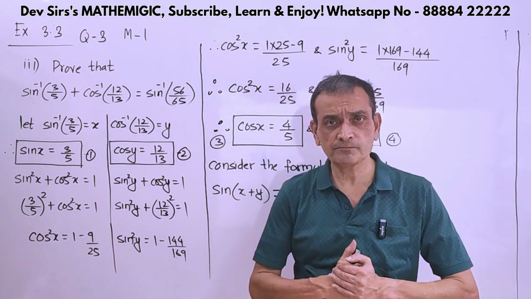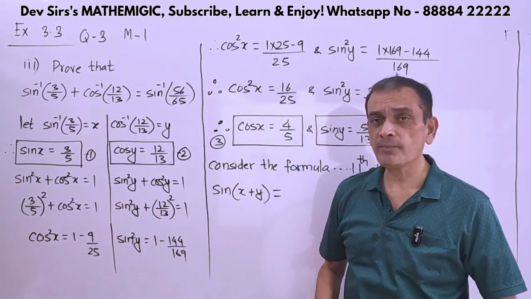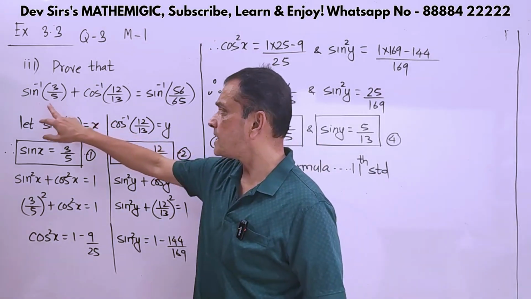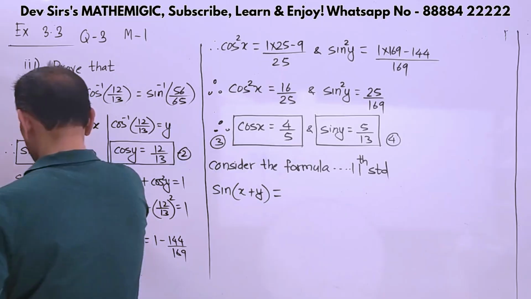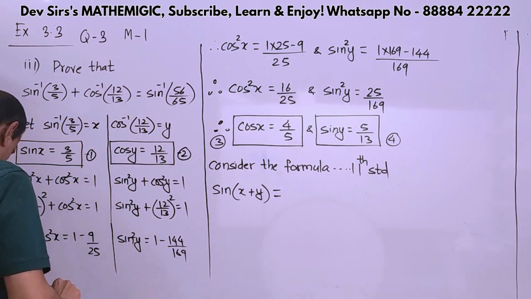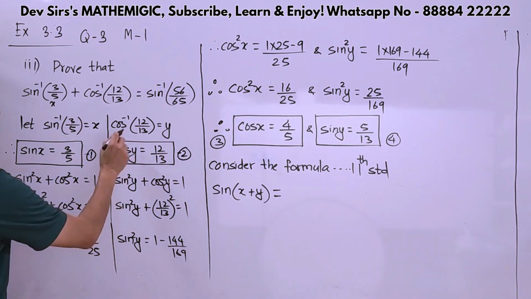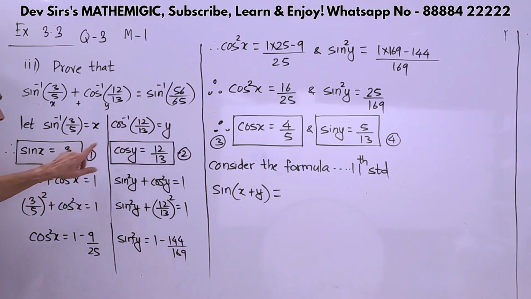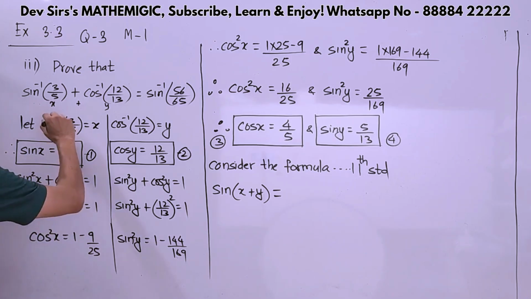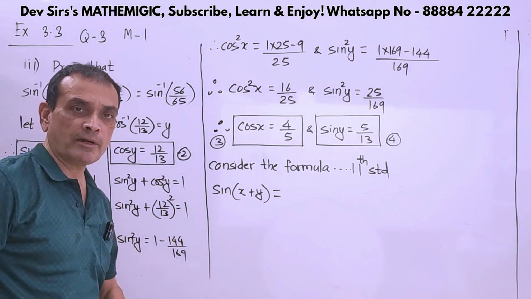Let's start. So this is what we have to prove. Now look, first step. Let sin inverse 3 by 5 equal to x. Calling it as x. And cos inverse 12 by 13 is y. As soon as you write this, take sin inverse on the other side. It goes as sin x equal to 3 by 5, cos y equal to 12 by 13.